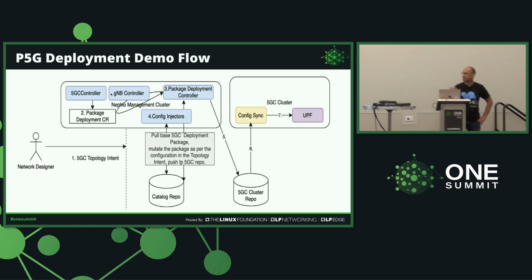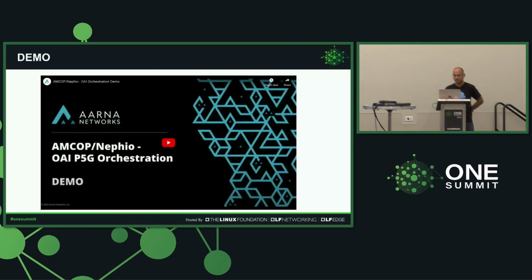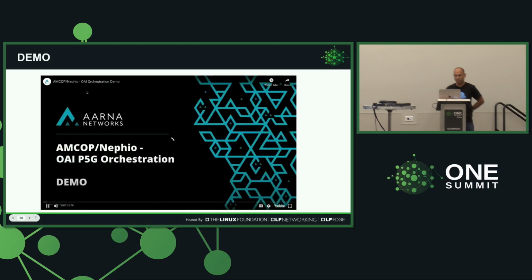Yeah, so the demo is doing exactly what we just said. The network designer is providing a 5G topology intent, and that topology intent gets fanned out to different package variant controllers, and each one is dealing with a different network function, and using config sync, it gets applied to the edge site. It goes into a specific repo, and then the edge site pulls it. So I'll just play the demo.